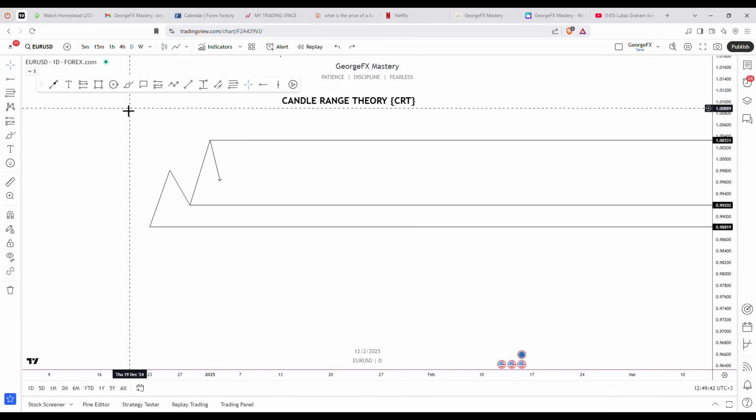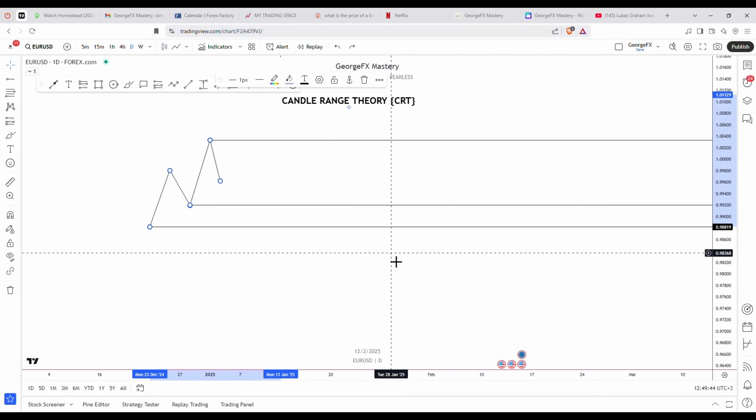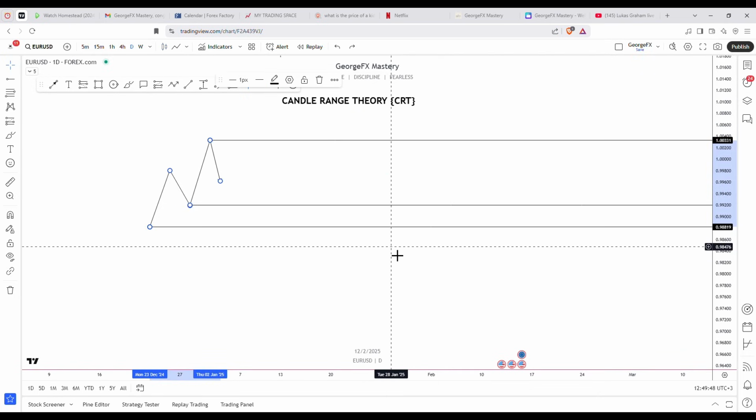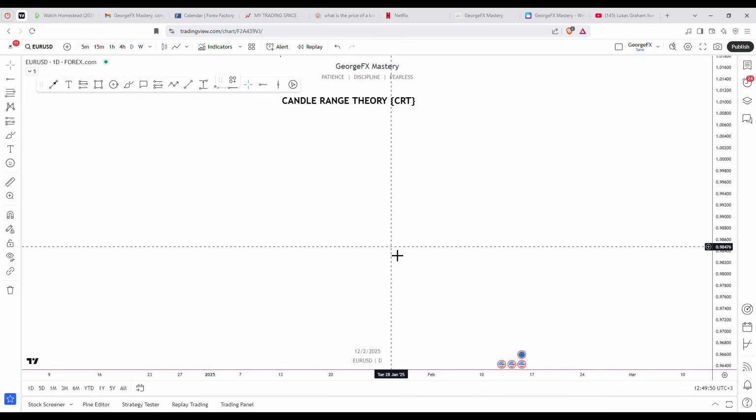Just as I've said, we are going to be using a higher time frame for this example. I'm going to be using the daily time frame, because we are still working on the video I'm supposed to do about how to identify the daily biases, and this is going to be one of the very important ways you can trade the daily biases. So for this particular case, we're going to be using the daily time frame.